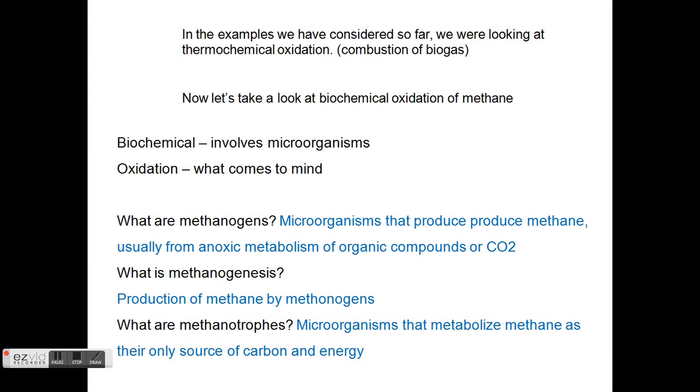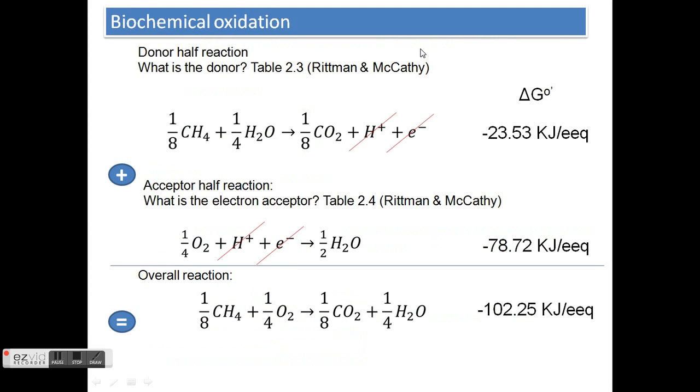Now let's look at an example of a biochemical process. Biochemical would involve microorganisms, and we'll see how it's different from the thermochemical process we looked at earlier, which is the combustion of biogas. Here again, we look at half reactions to form our overall reaction. There's the energy reaction, and we have our corresponding Gibbs free energy. Again, like I told you, you have your half reactions, you just add them up.